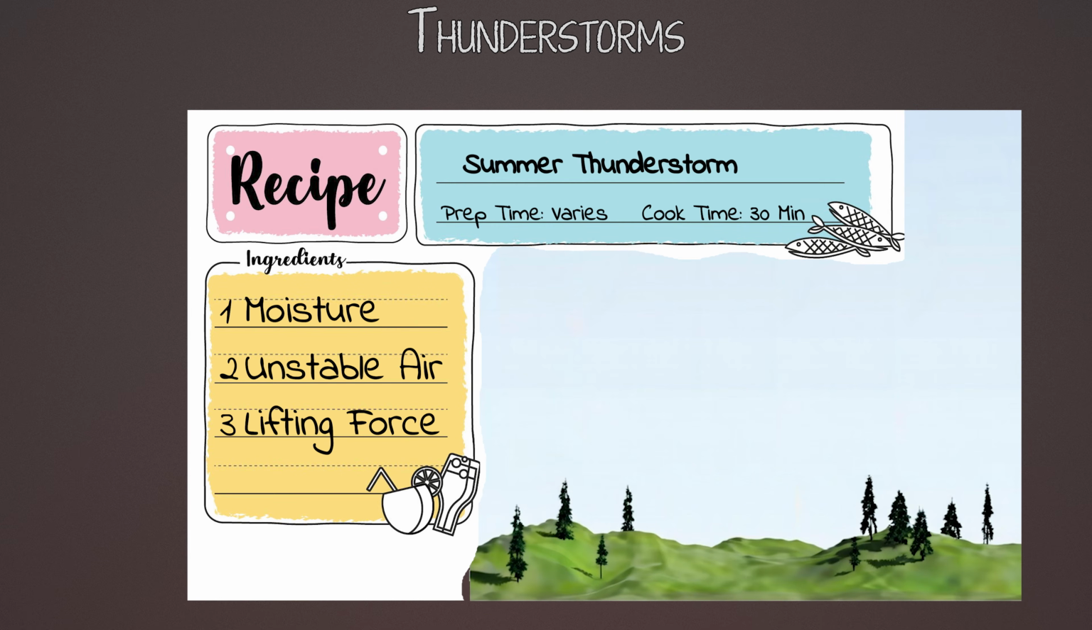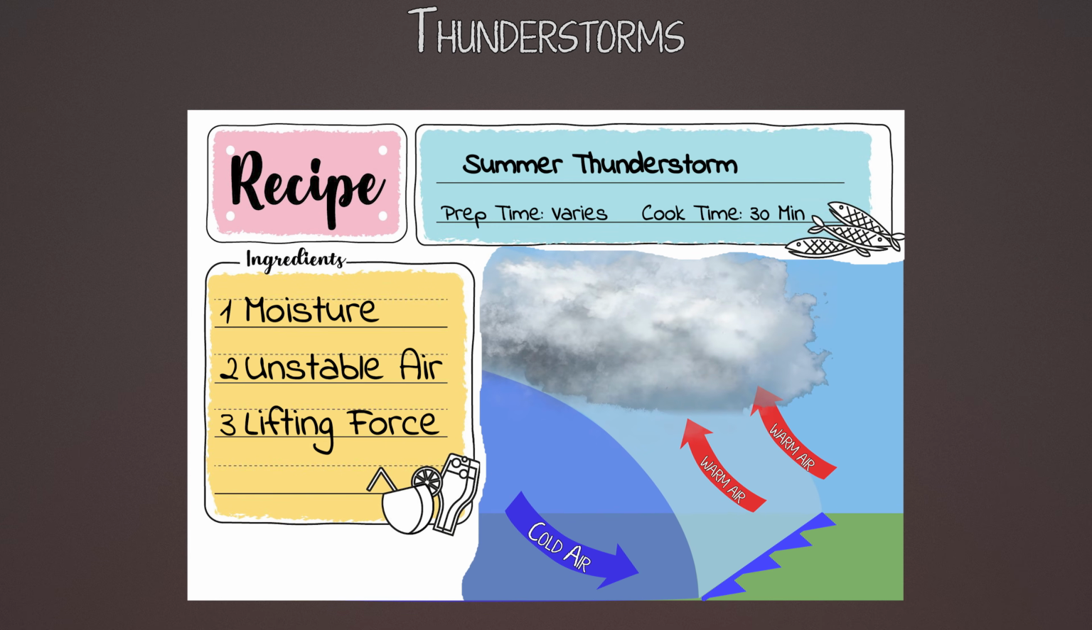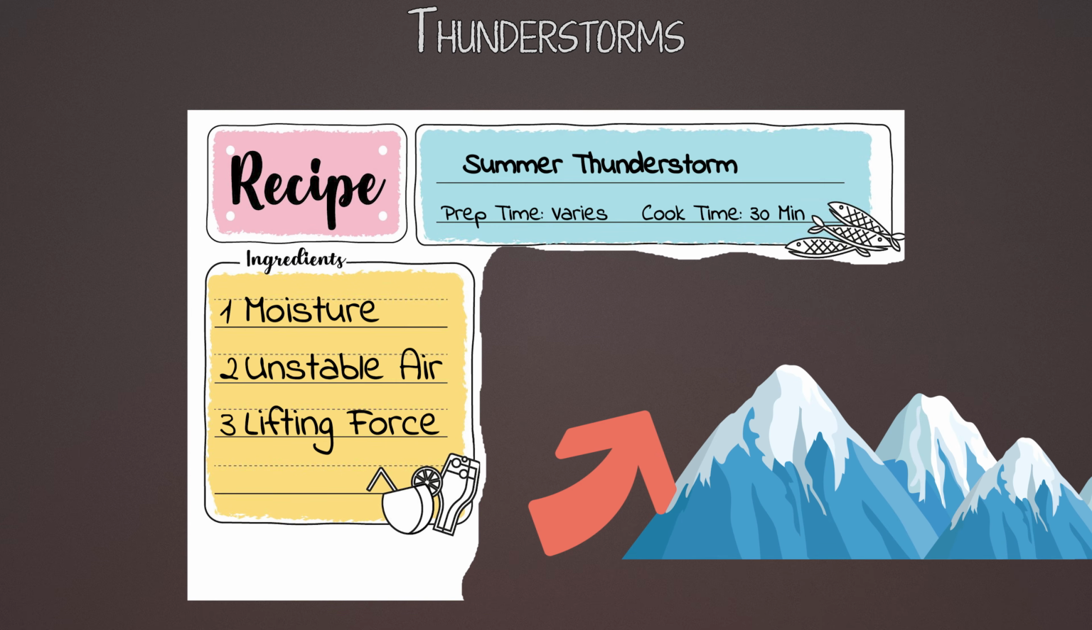Finally, we need a lifting mechanism. Whether that's a cold front or a mountain, once there's upward motion, we have ourselves the beginnings of a thunderstorm.